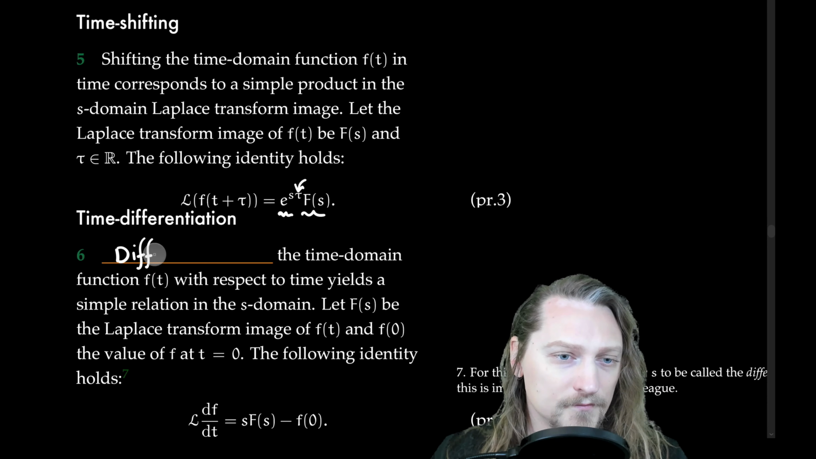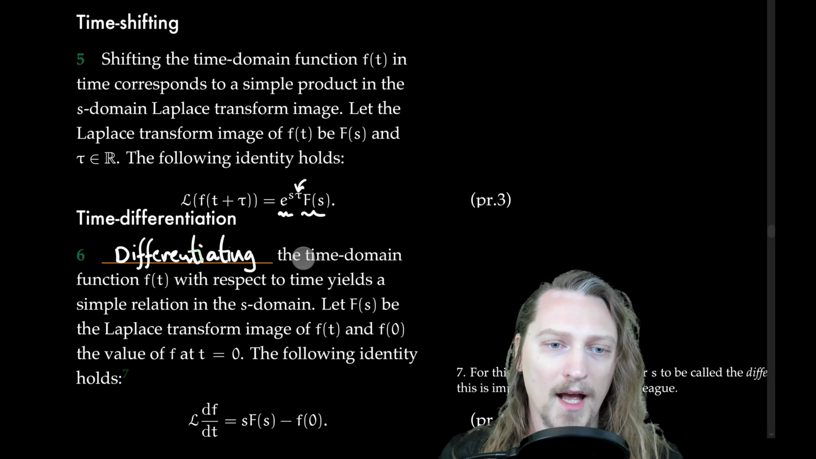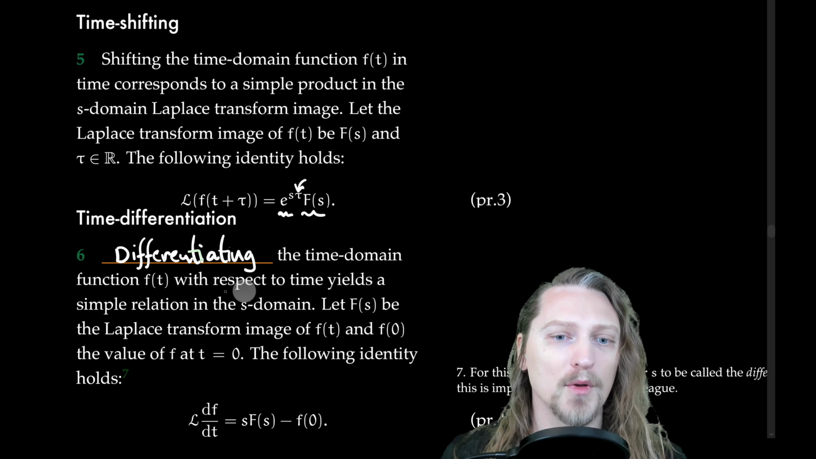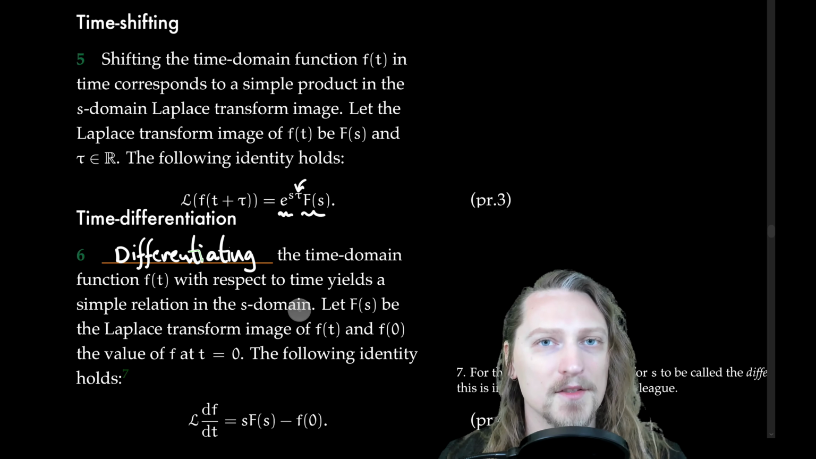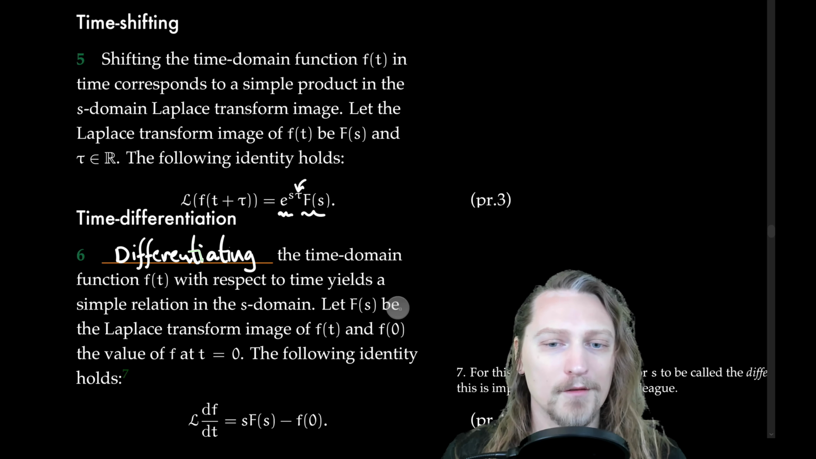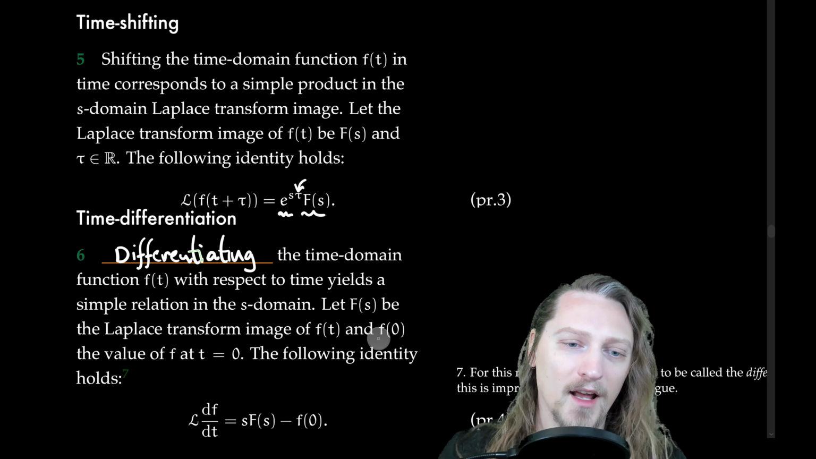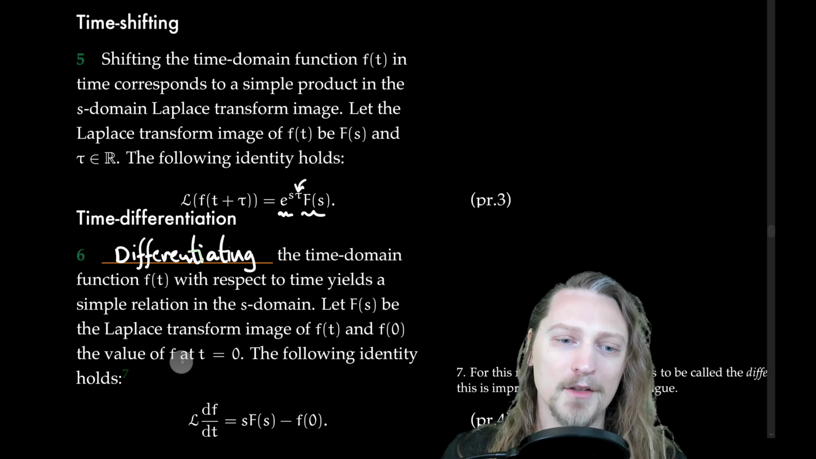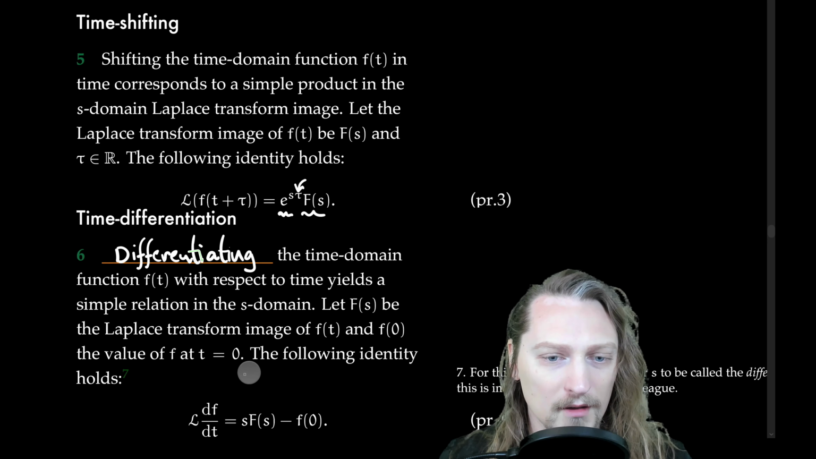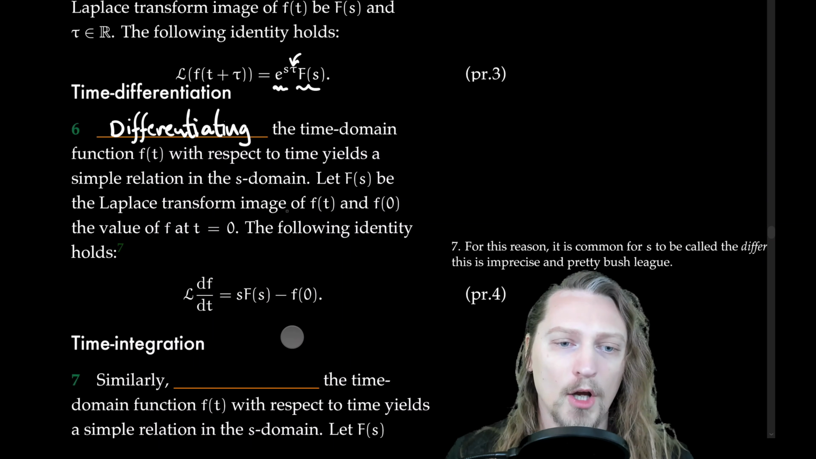Differentiating the time domain function f of t with respect to time yields a simple relation in the s domain. Let F of s be the Laplace transform image of little f, and f of 0 the value of f at time equals 0. The following identity holds.